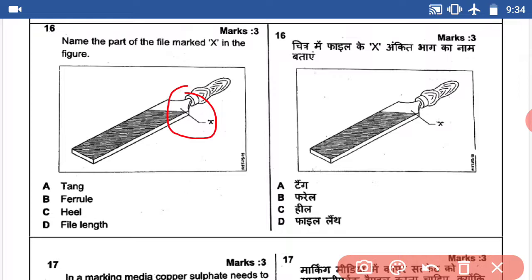Not cut up teeth. Heel portion only. So this question answer C. Heel. Question number 17.